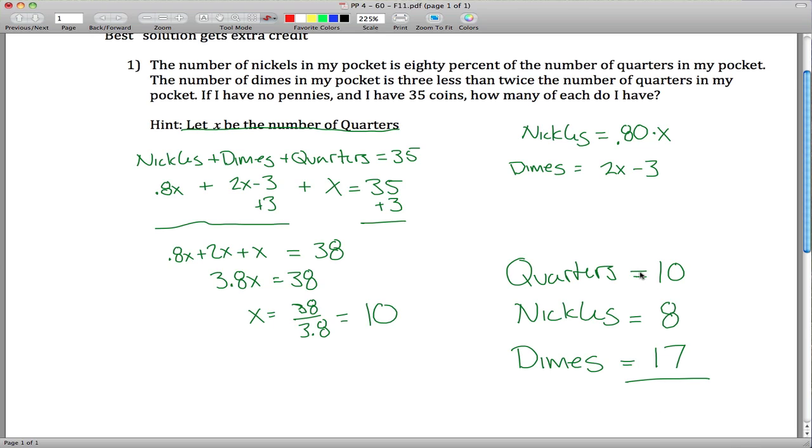And to double check that you did everything right, we could add these 3 numbers up. 10 and 8 is 18, plus 17 is 35, which is in fact the number of coins we're supposed to get. So that's the answer to this perfect problem.